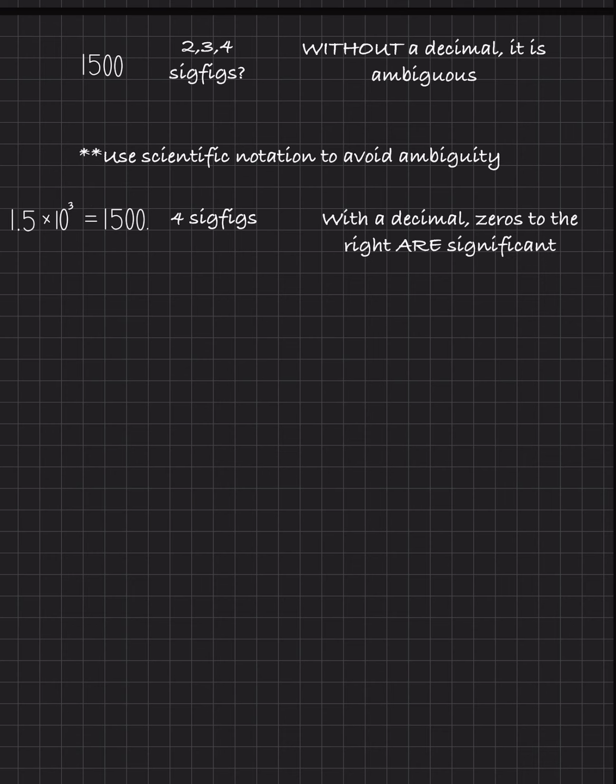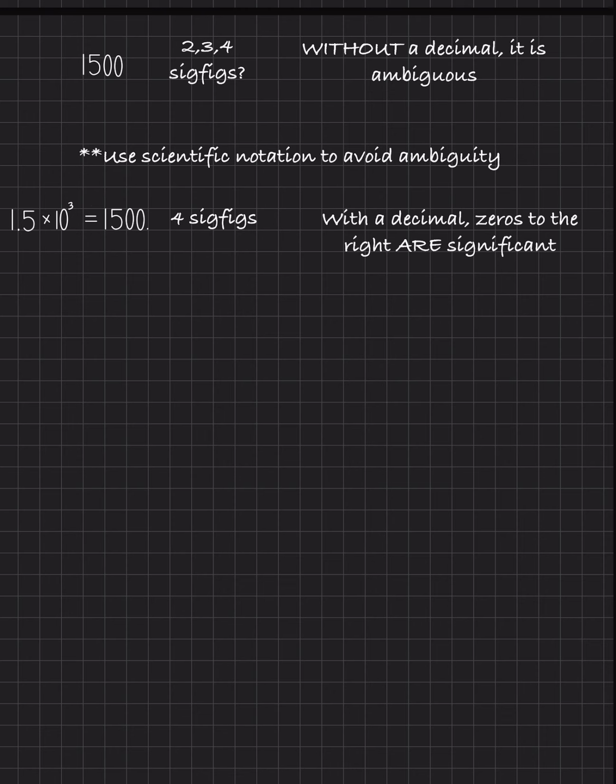So in this first example, let's say I want to make it blatant that it is 1500. So I would say 1.5 times 10 to the 3. For those of you that don't know scientific notation, don't worry about it. I'll make a separate video. But for right now, trust me. So if I have 1.5 times 10 to the 3, that would be me moving the decimal 3 places to the right. So I would have 1500 with a decimal. That would be 4 sig figs. So with a decimal, zeros to the right are significant.